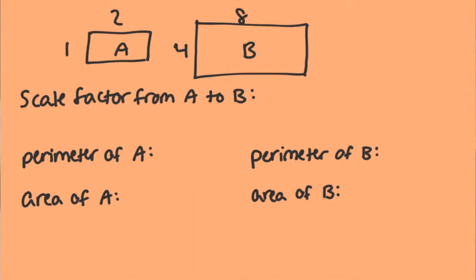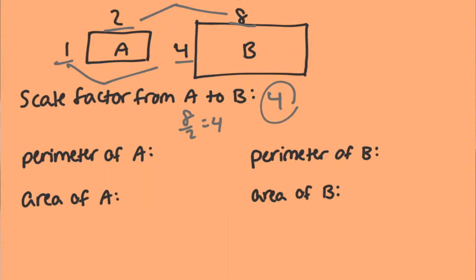We're going to look at how area, perimeter, and scale factor relate in similar figures. If we're trying to find the scale factor from A to B, we can look at that and see 1 times 4 is 4, and 2 times 4 is 8, so the scale factor is going to be 4. Or you can go backwards and divide, so you can do 8 divided by 2 is 4, or 4 divided by 1 is 4. So the scale factor is 4.